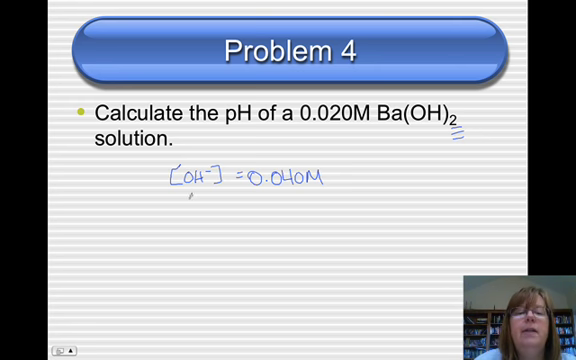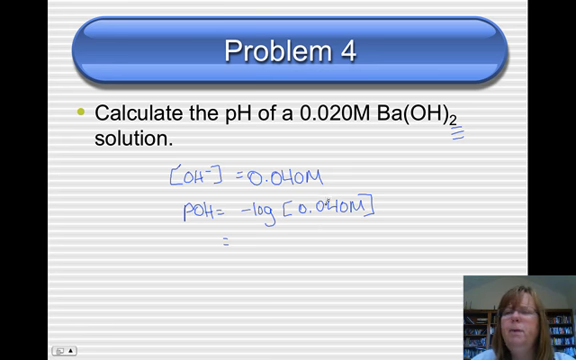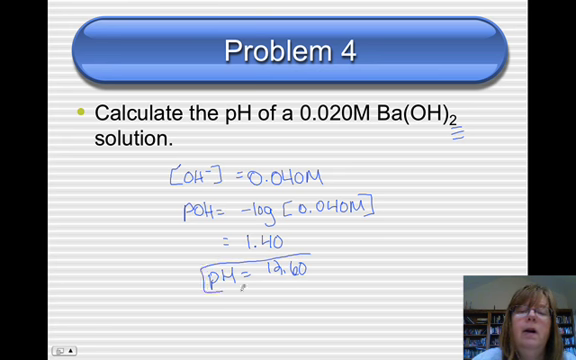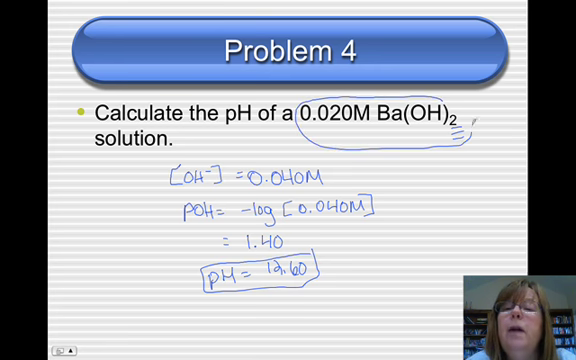Well, now we can definitely do this problem. So the pOH is equal to the negative log of 0.04 molar. And that is going to be somewhere between, I think, 1 and 2. And when we calculate that, the pOH winds up being 1.40. The question asked for the pH, and it is 12.60.